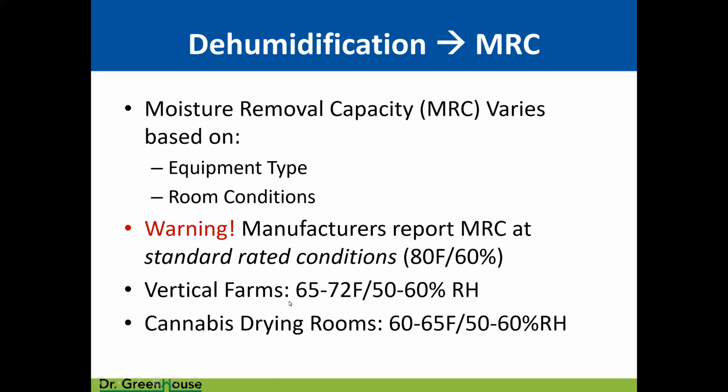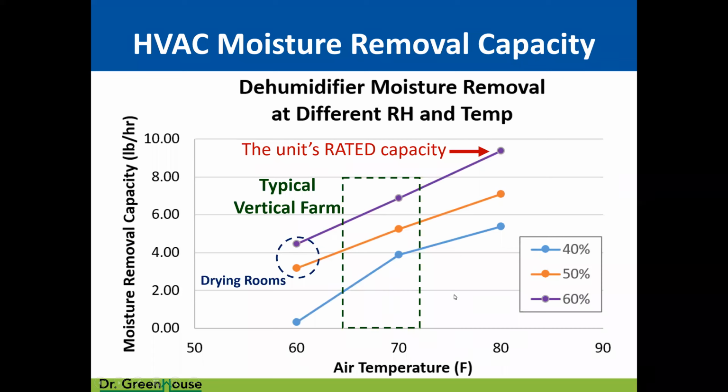If you're in a vertical farm, you're somewhere between 65 and 72 degrees and 50 to 60% humidity. If you're drying cannabis, you're down around 60 degrees and 50 to 60% relative humidity. And the moisture removal capacity of that equipment drops very quickly with different temperatures and different humidities. If you're in a vertical farm, you're kind of in this range, right? For this unit specifically, it has a capacity at this 80-60 up here of 9 pounds per hour. You're like, oh, I need to remove 18 pounds per hour.